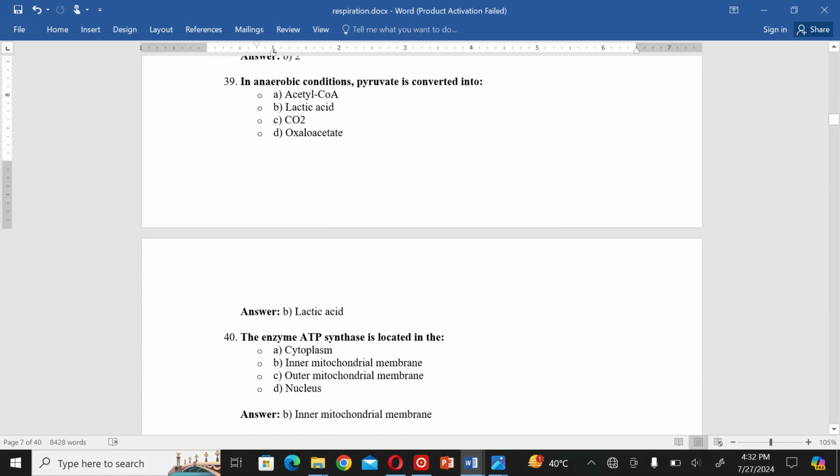The next MCQ is: in anaerobic conditions, pyruvate is converted into A. Acetyl coenzyme A, B. Lactic acid, C. CO2, D. Oxaloacetate. So the correct option is B.